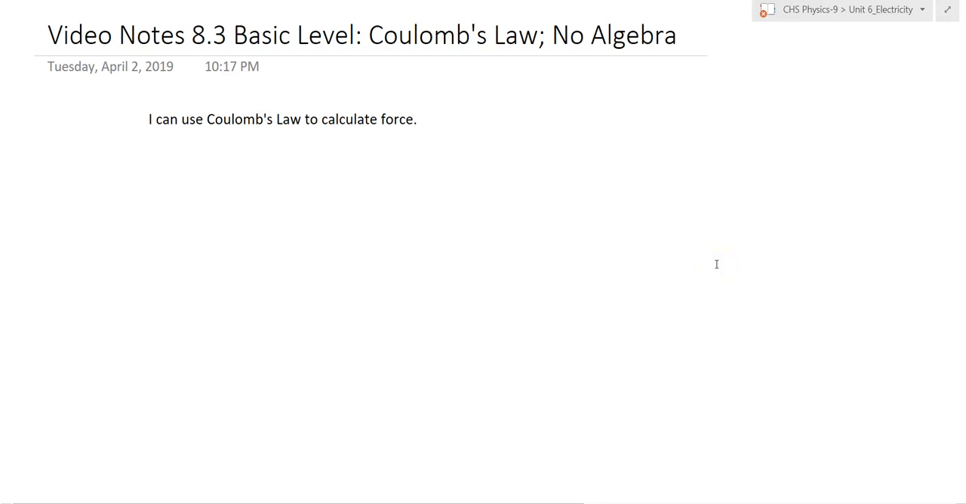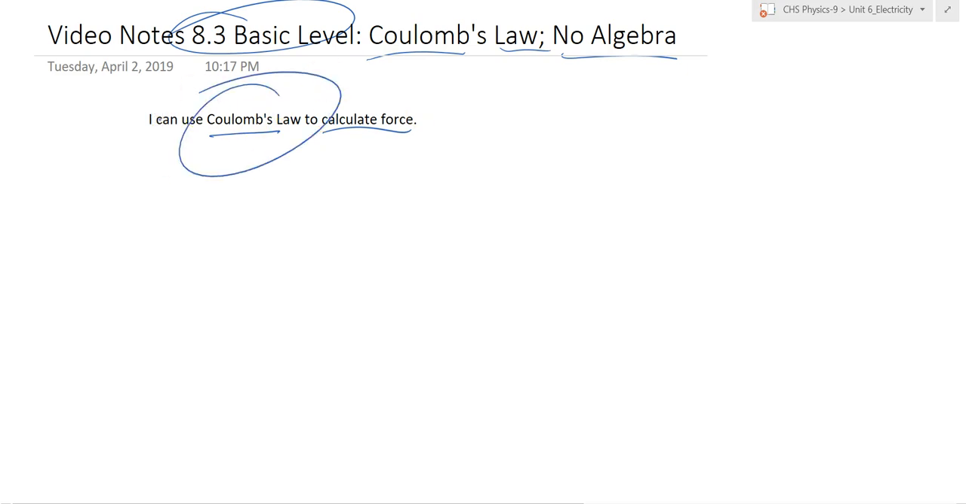Hello everybody and welcome to your video notes on 8.3, the basic level, which is about Coulomb's law with no algebra. Our goal is to be able to use Coulomb's law to calculate force. Before I start into examples, we should know what Coulomb's law is. So Coulomb's law is the following.